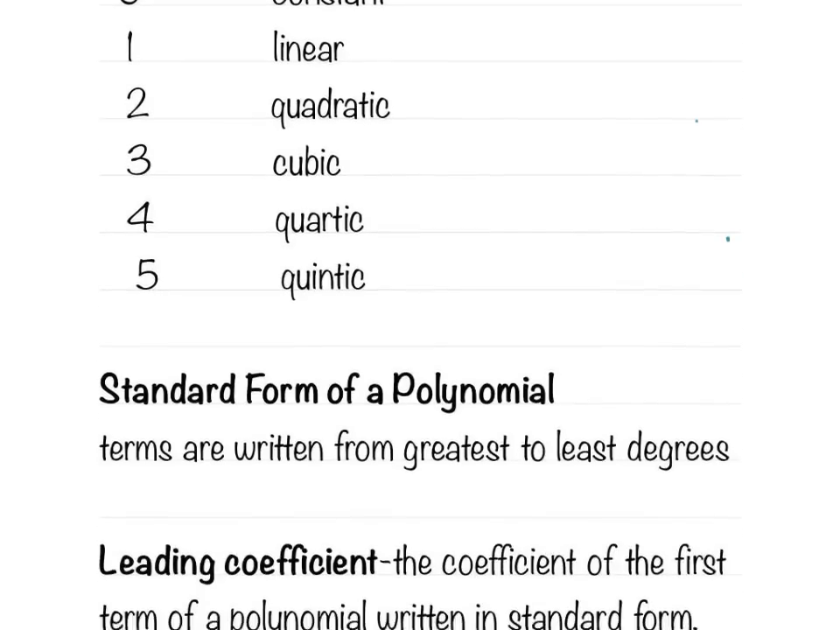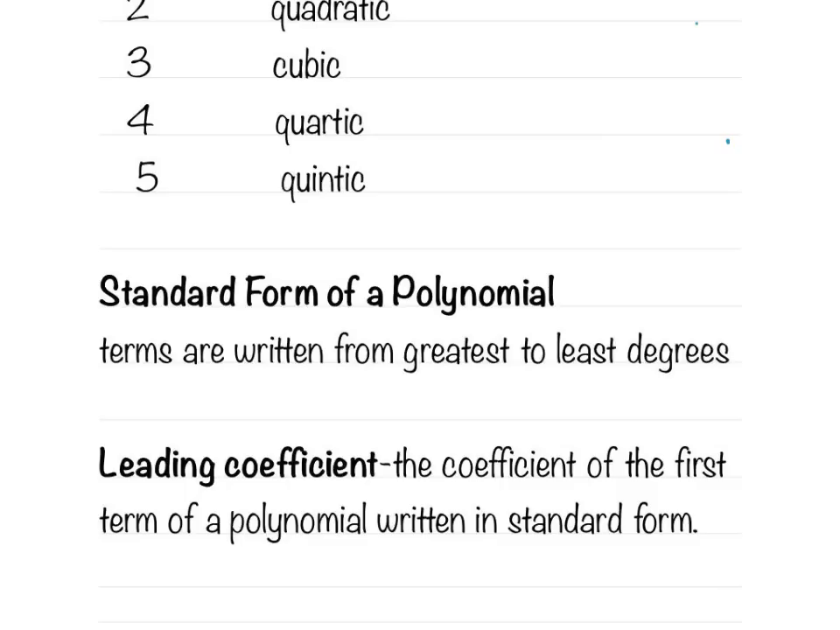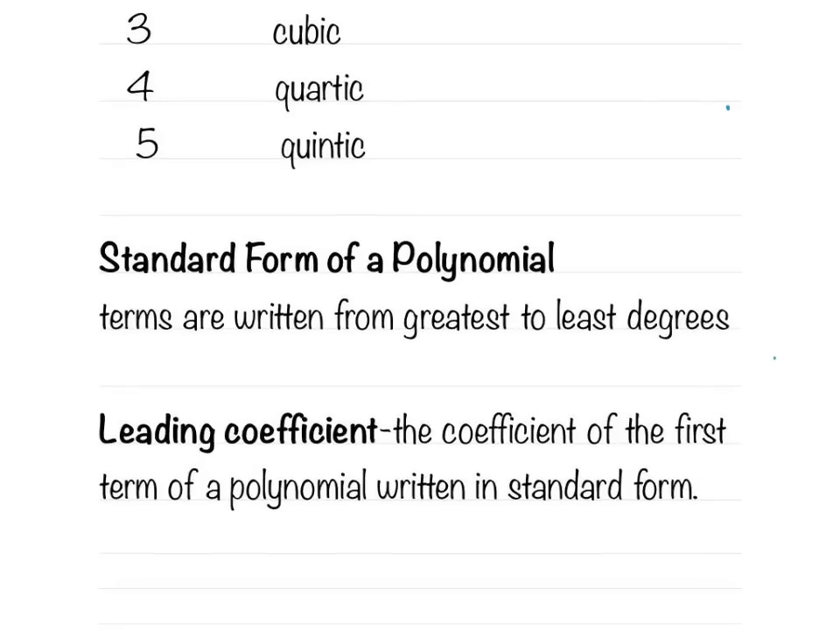Let's continue. There's a standard form to write a polynomial. The terms in a polynomial are written from the greatest to the least degree. The leading coefficient of a polynomial is the coefficient of the very first term of a polynomial when written in standard form.